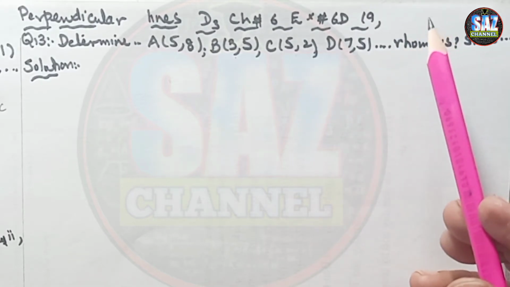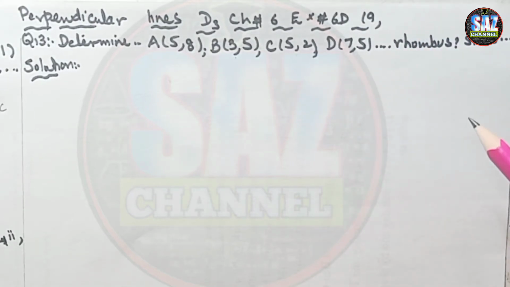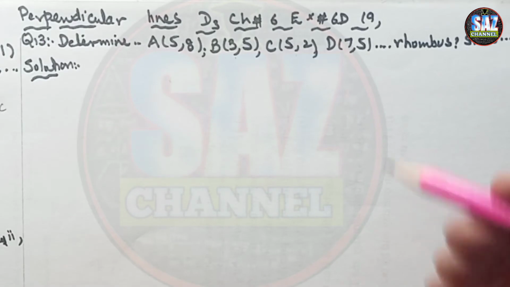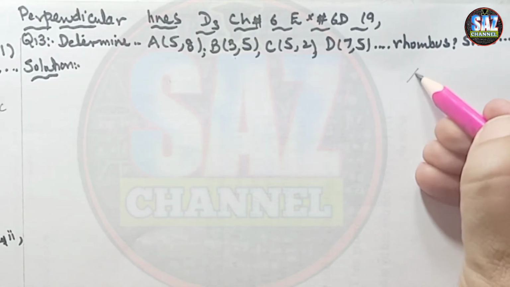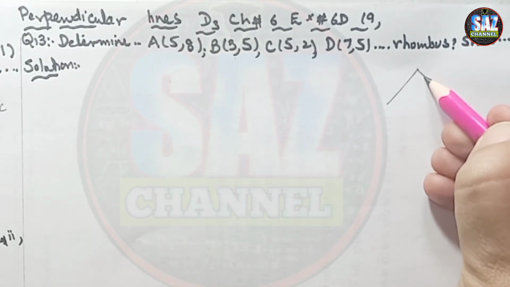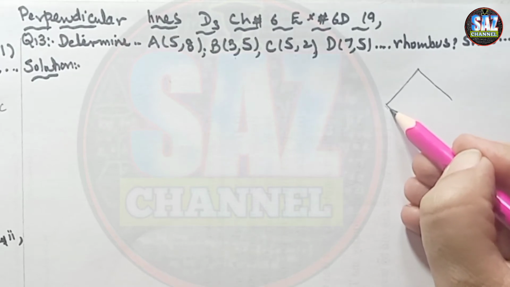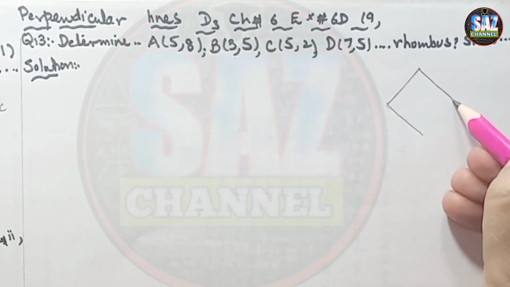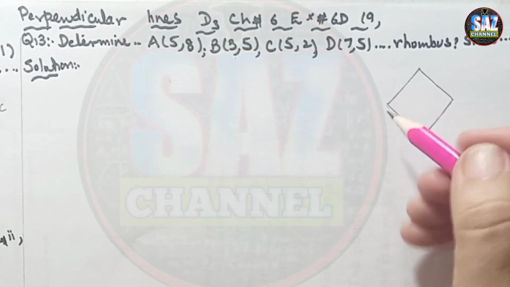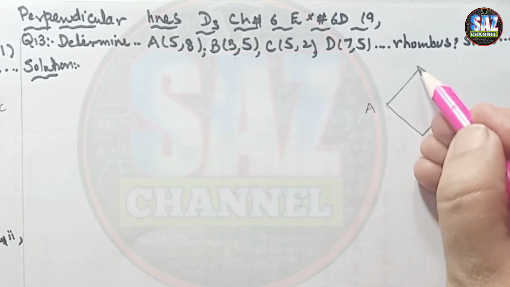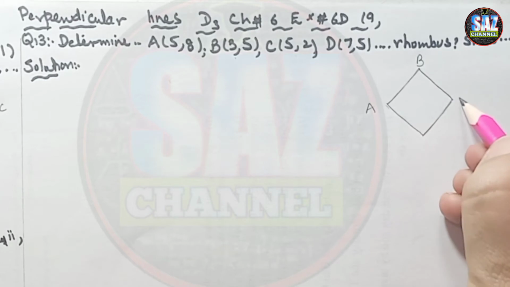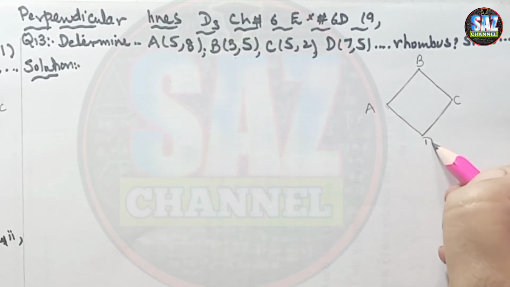Here in this case we have to prove that these points are the vertices of the rhombus. Recall what type of shape a rhombus is. A rhombus is also a quadrilateral with opposite sides parallel, and another thing about the rhombus is that all its sides are of equal length. So what we have to do in this question, let's make the rough sketch and try to understand the question.